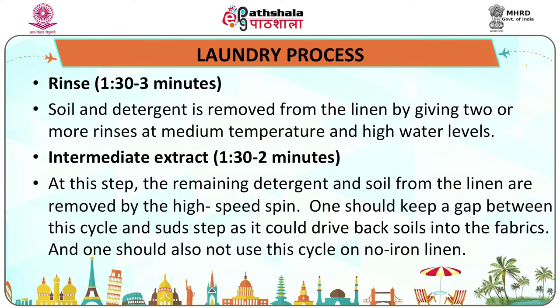Soil and detergent is removed from the linen by giving 2 or more rinses at medium temperature and high water levels. Intermediate extract. This step is of 1:30 to 2 minutes. At this step, the remaining detergent and soil from the linen are removed by the high speed spin. One should keep a gap between this cycle and the suds step, as it could drive back soils into the fabrics. And one should not use this cycle on non-iron linen, or what we call the no-iron linen also.